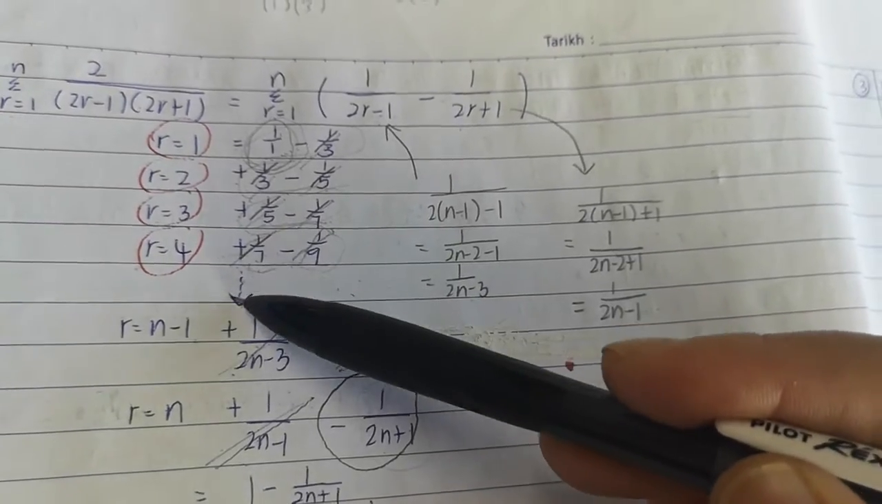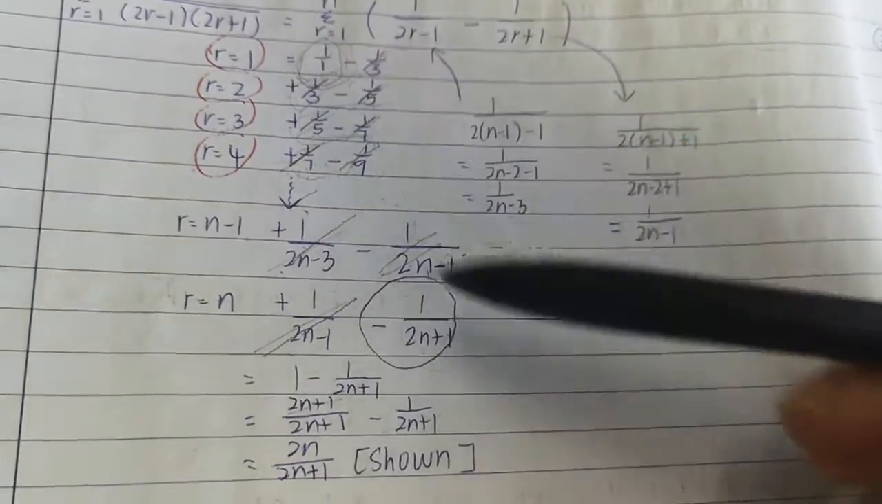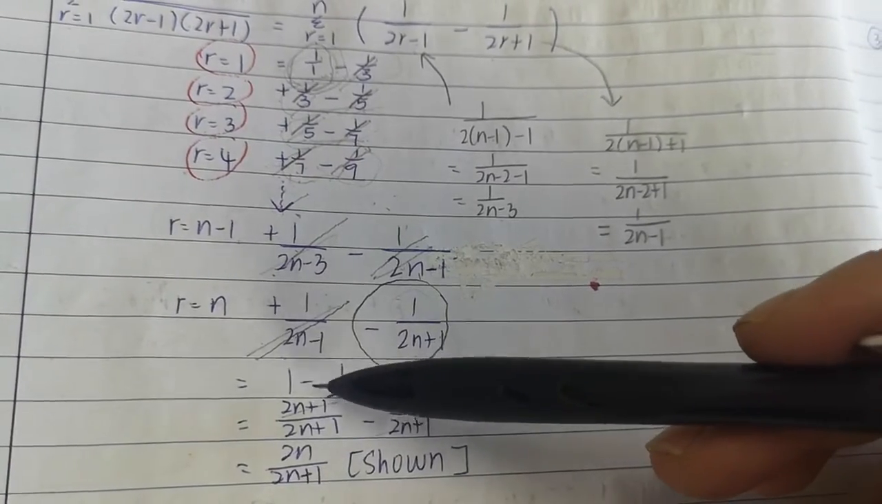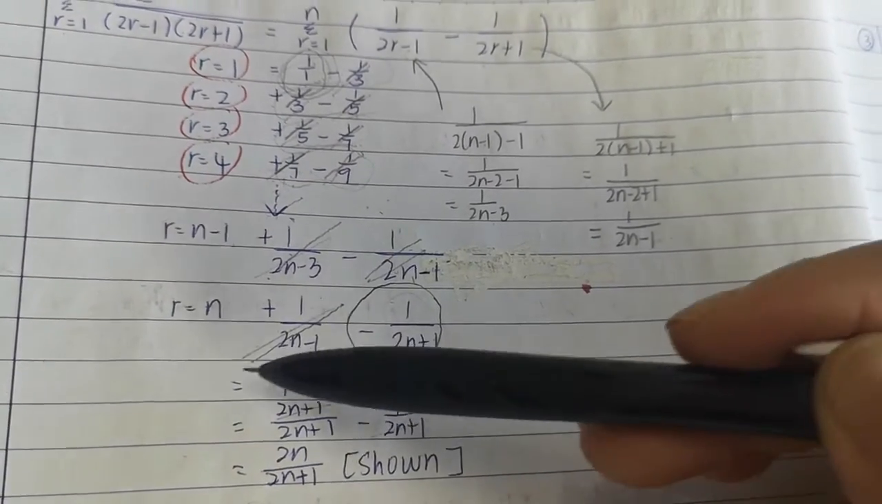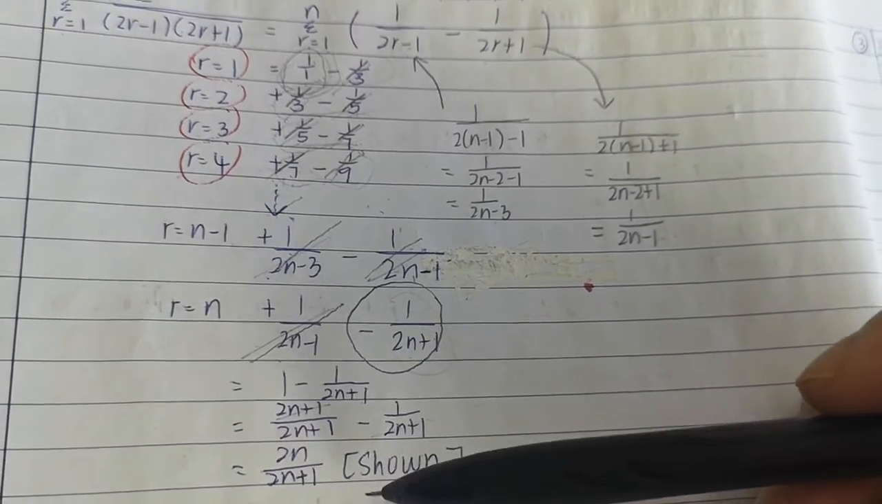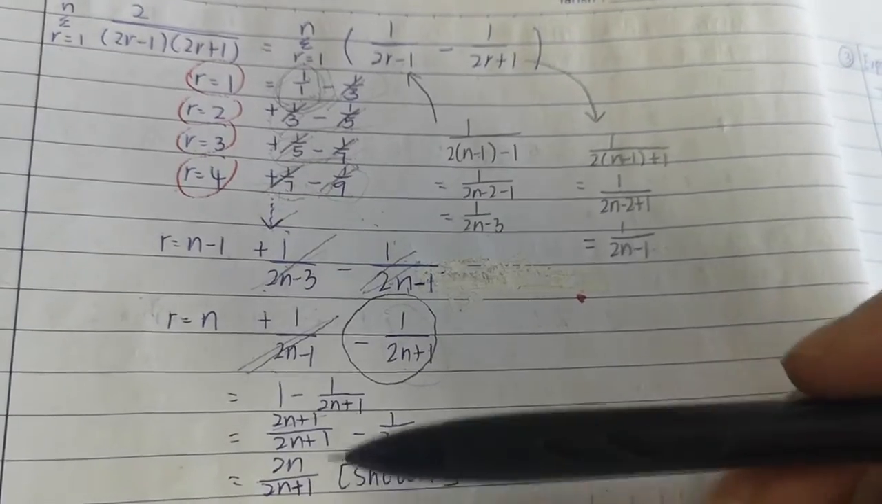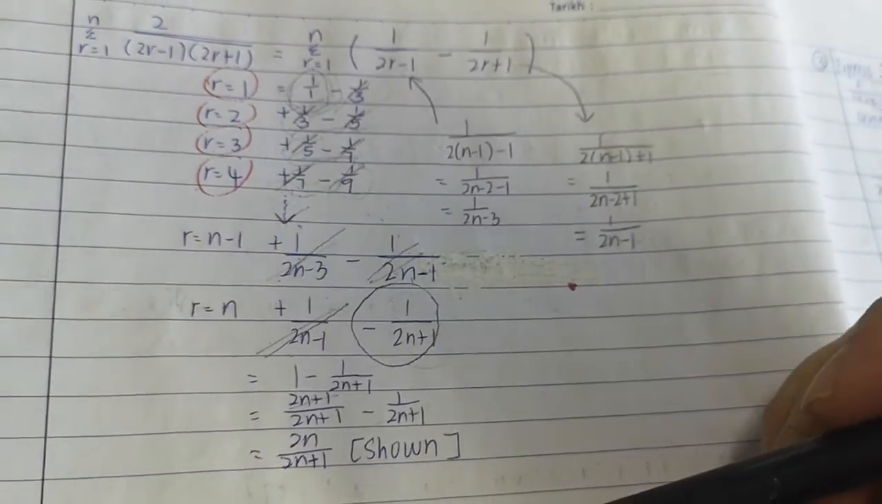So make sure you have the dot arrow. Okay, so only these remain, the first term and the last term. So 1 minus 1 over 2n plus 1 equals. So just do it, calculate as usual, and you will get the showing part that they wrote, which is 2n over 2n plus 1. So make sure you use the method of differences.